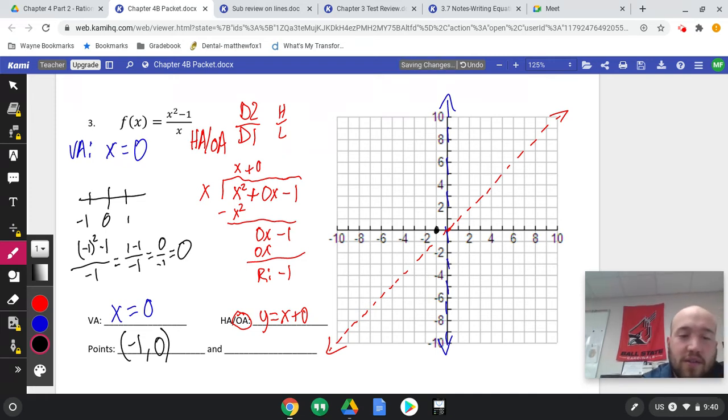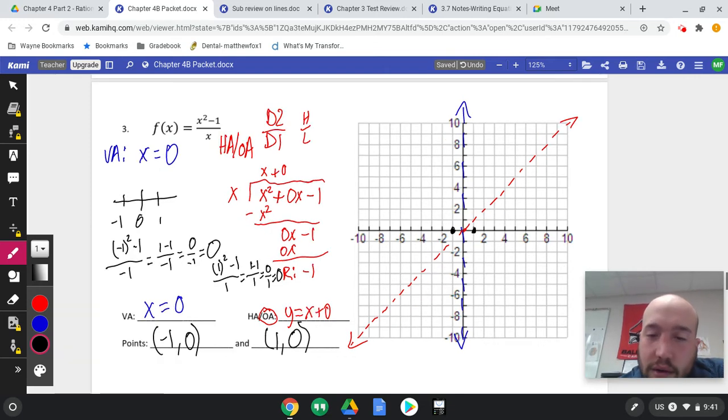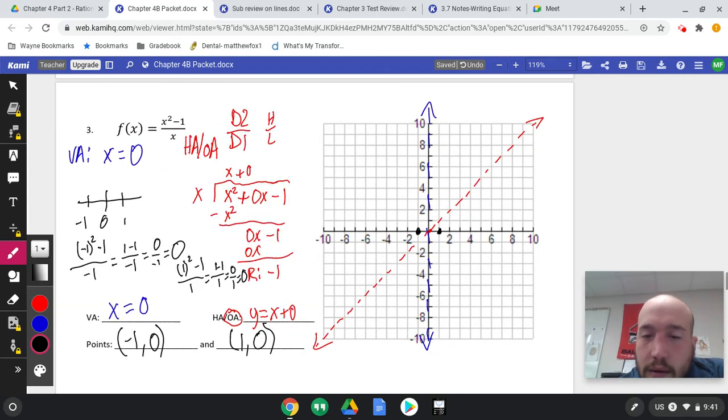And then I'm going to do the same thing now. We got to plug in a positive 1. So once again, it'll be 1 squared minus 1 all over 1. This time we'll get 1 minus 1 over 1, which gives us 0 over 1, which once again gives us 0. 1, 0. So 1, 0 is right there. And now we just need to take both of those and, let's approach the asymptote.